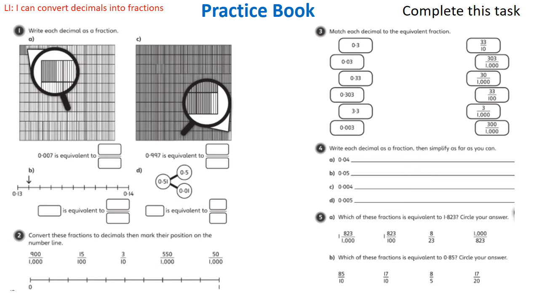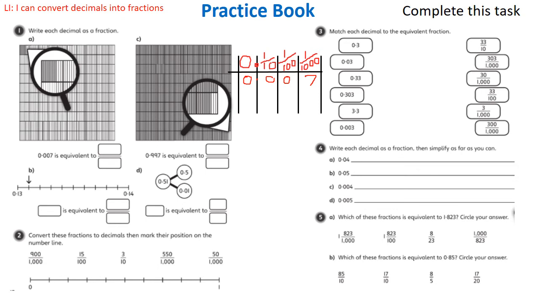Again, what I need here is a place value chart. I'm going to write my number in. 0.007. What column is my last digit in? My last digit is in the thousands column. So therefore, our denominator is going to be 1,000. What number is going to be the numerator? Yep, it's going to be the 7. Do the same with B.